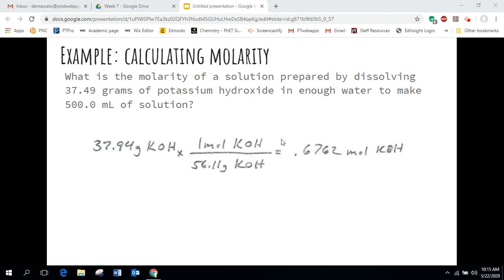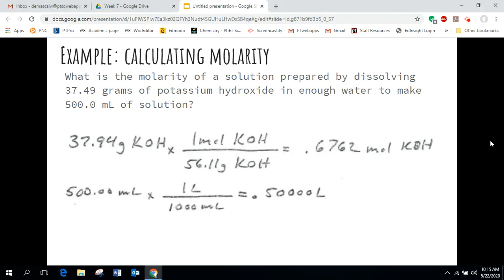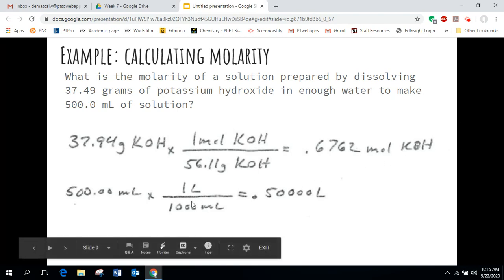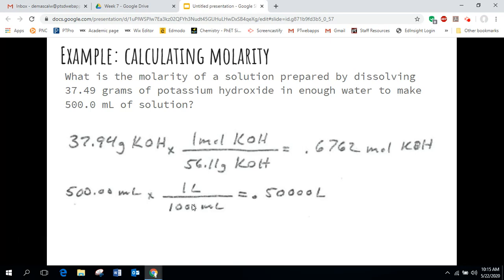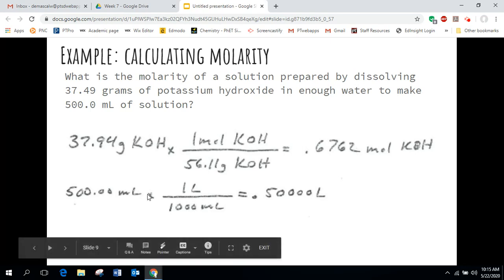Moles are on top because that's what we're trying to get. The next thing we need to do is change our volume to liters. Remember, the conversion from milliliters to liters or cubic centimeters to liters is 1 to 1,000. 1 liter has 1,000 milliliters, or 1 liter has 1,000 cubic centimeters. Put the milliliters on the bottom so they cancel. We're left with liters. Now we have our two pieces, moles of solute, liters of solution.